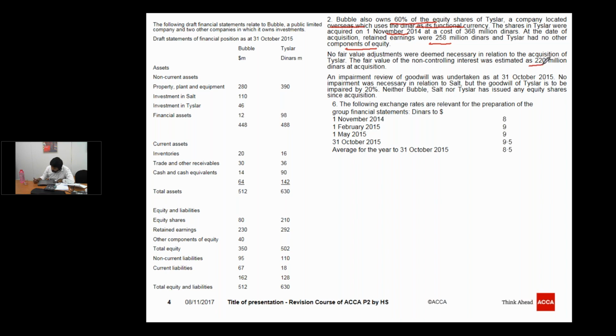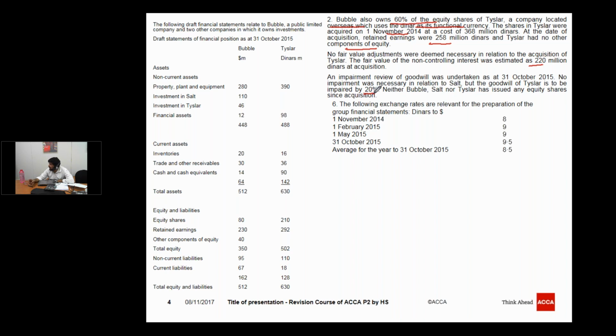An impairment review of the goodwill was undertaken. No impairment was necessary in relation to the subsidiary's other assets, but the goodwill of Teisler is to be impaired by 20%. So there is an impairment in the value of the goodwill of Teisler. Do remember that Teisler's functional currency is the dinar, so you have to convert the values from dinars to dollars. For this type of question, the first approach we follow is to calculate the goodwill in the local currency of the subsidiary, that is dinars. So please calculate the value of the goodwill in dinars.